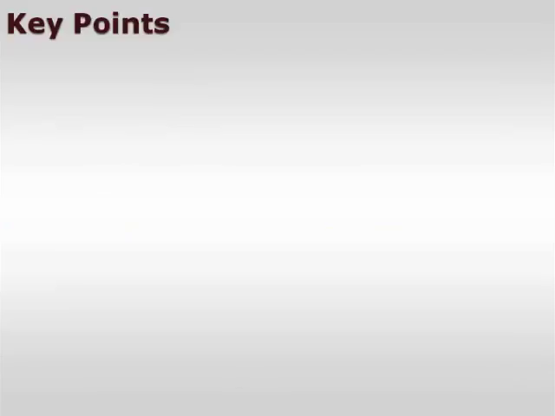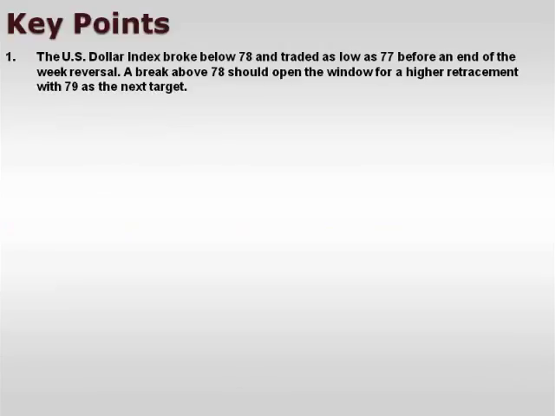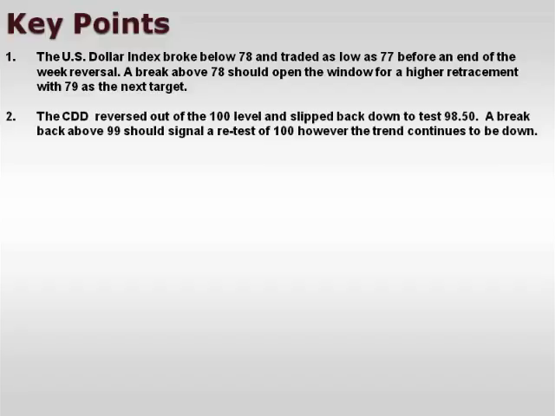Let's take a look at a few of our key points. First of all, the U.S. dollar index broke below 78 and traded as low as 77 before an end-of-the-week reversal. A break above 78 opens the window for a higher retracement with 79 as the next target. The CDD reversed out of the 100 level and slipped back down to test 98.5. A break back above 99 should signal a retest of 100. However, the trend continues to be down.